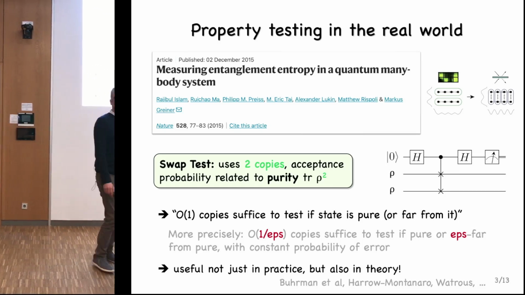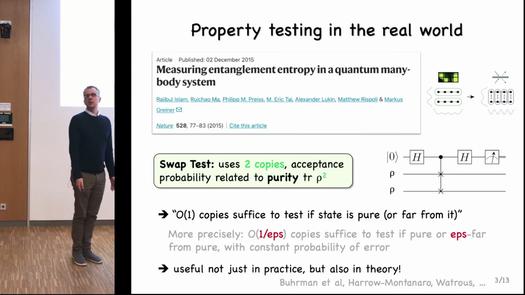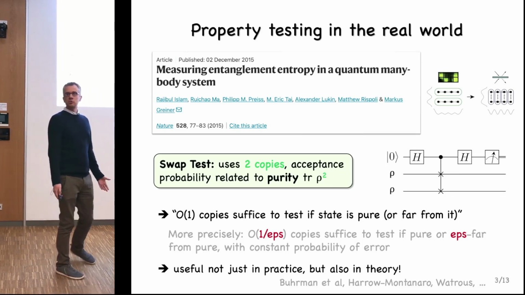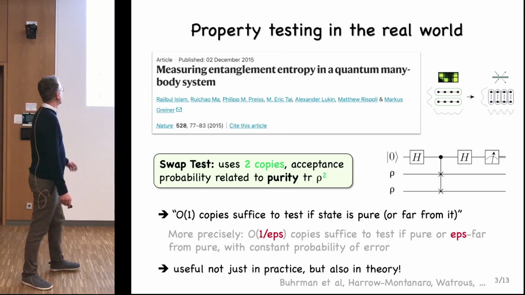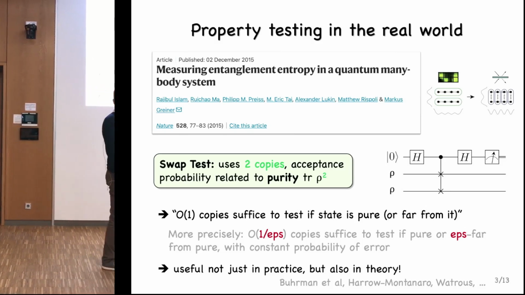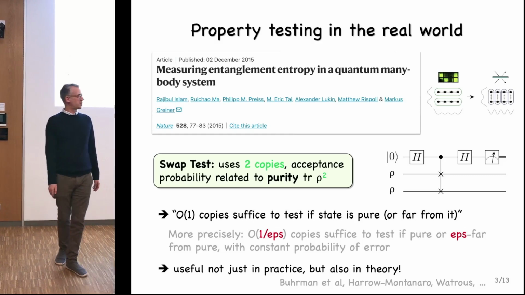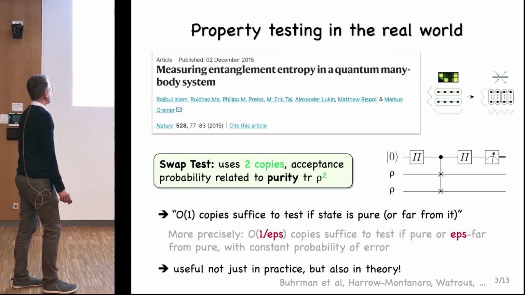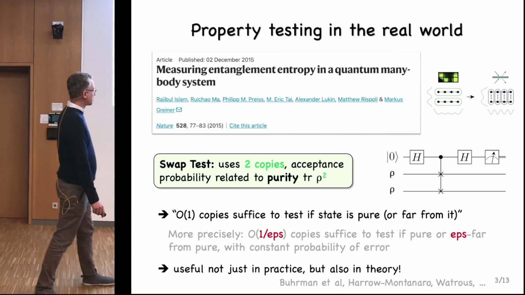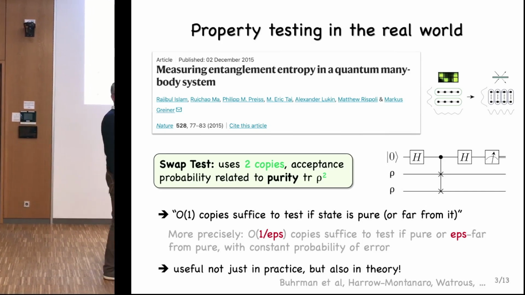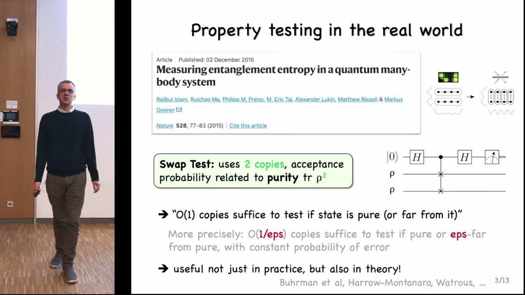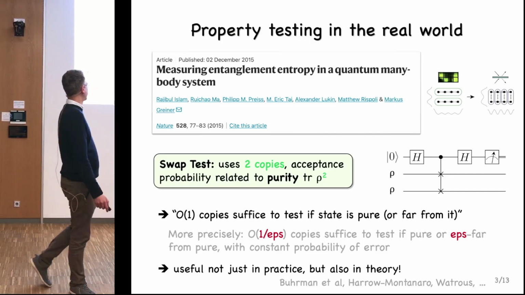if it's pure or epsilon far from it, then you need a number of copies that scales, well, somehow it depends on epsilon, say 1 over epsilon here. And for some choice of distance, this should be the correct number of copies. Okay, so that's useful in practice, as is demonstrated by the fact that people can even do this in the laboratory. But it's also theoretically interesting, which is of interest to us.